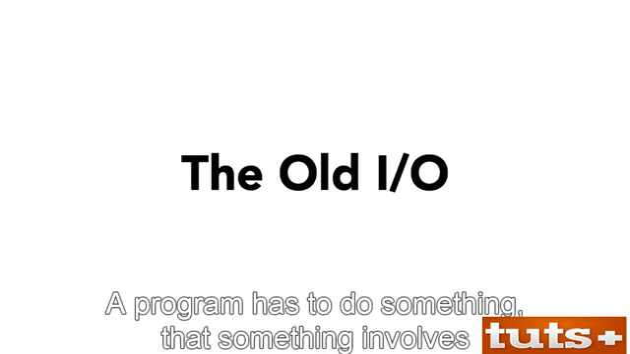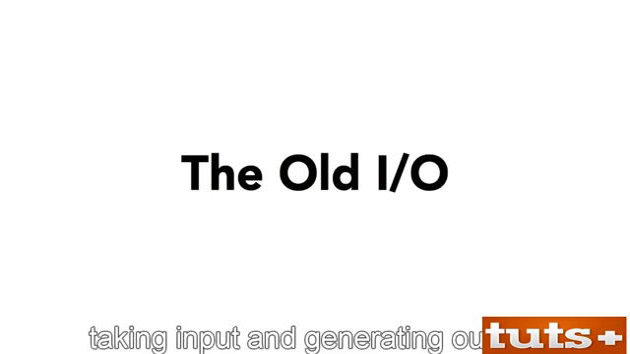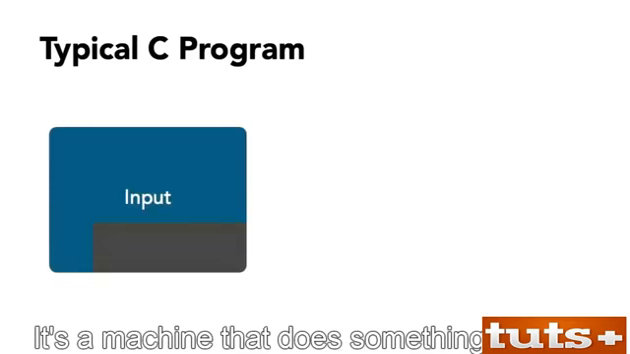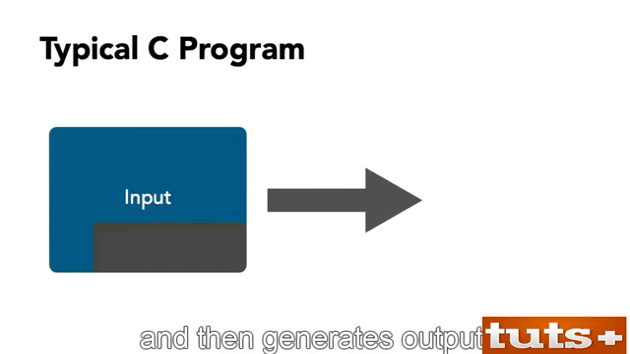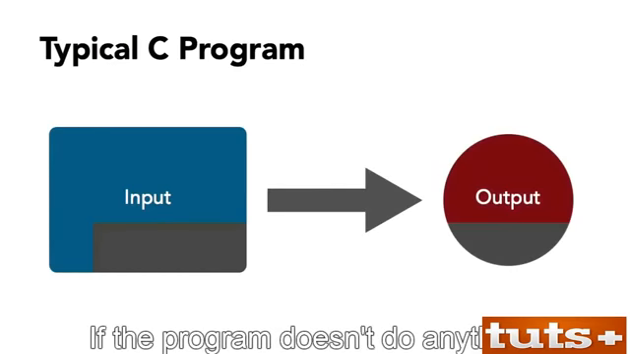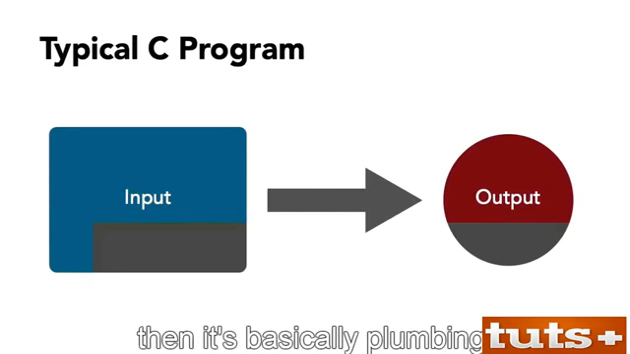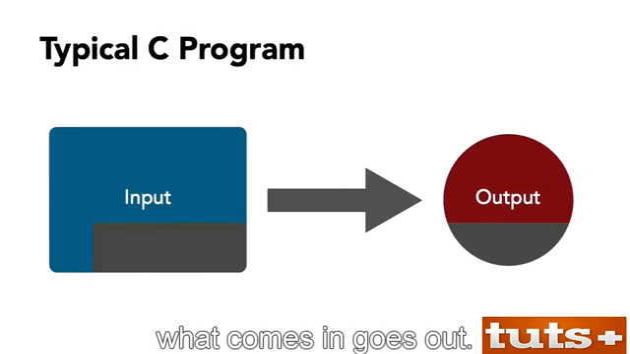A program has to do something. That something involves taking input and generating output. This is how a typical C program works. It's a machine that does something to input and then generates output. If the program doesn't do anything, then it's basically plumbing. What comes in goes out.